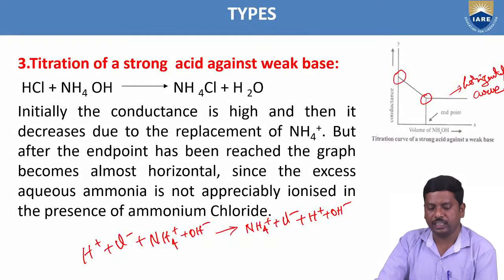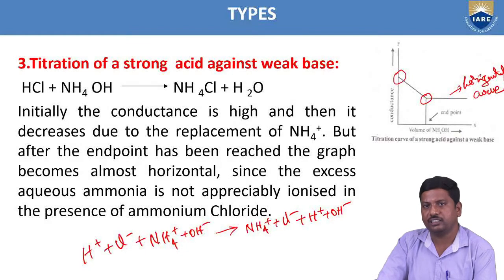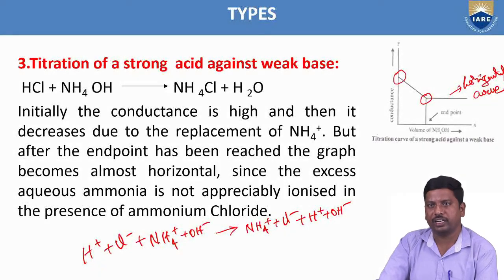So initially the conductance is high, and then it decreases due to the replacement of the hydrogen ions. But after the end point has been reached, the graph comes out almost horizontal, since the excess ammonia is not appreciably ionized in the presence of ammonium chloride.